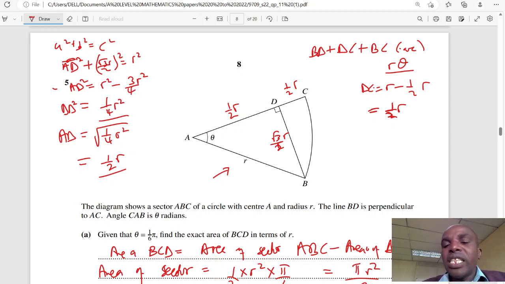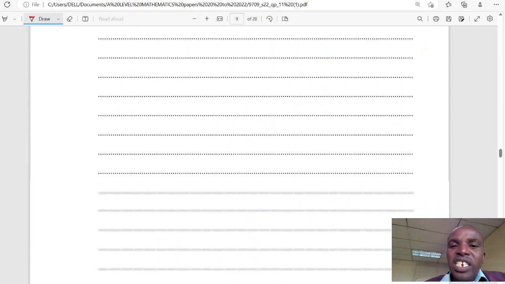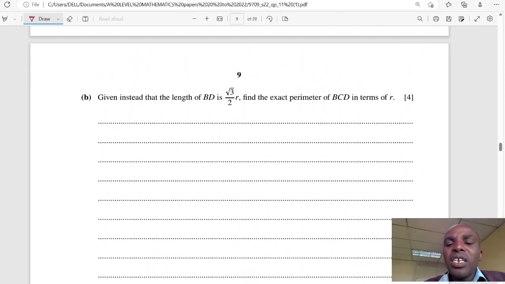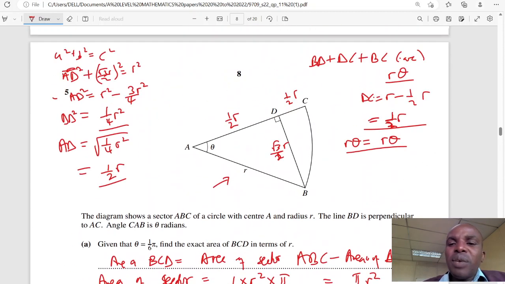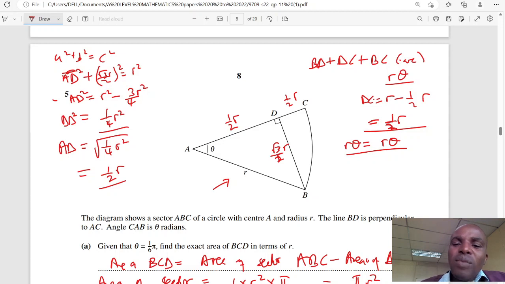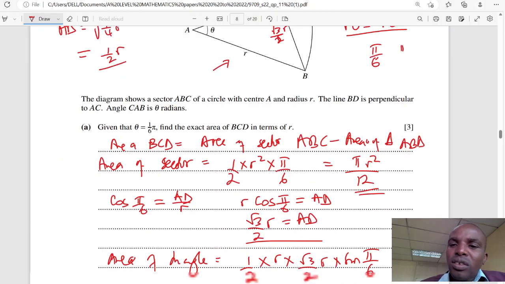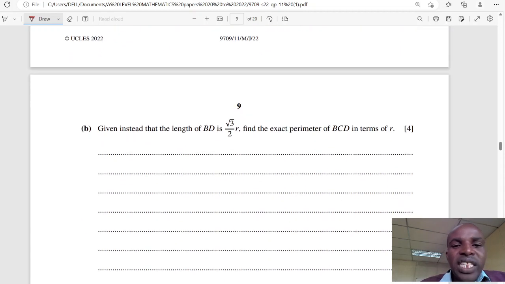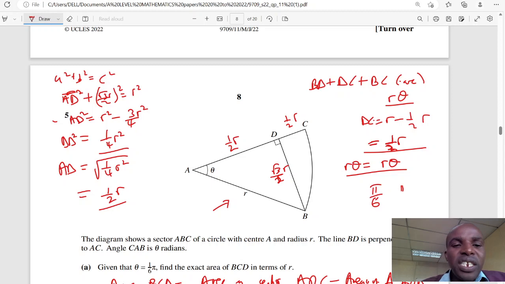The next item: we want to find arc length BC. Arc length BC is R theta. They say find the exact perimeter of BCD in terms of R. So my arc length is R theta, and my theta now is pi over 6. Let me check this part. BD I have already found and used, and I found my AD. Then AD is half R. Then BD.